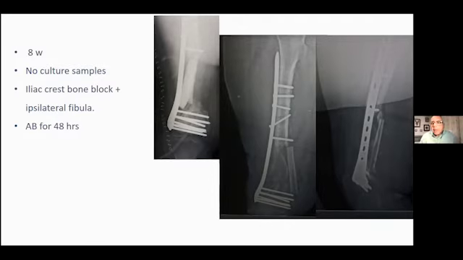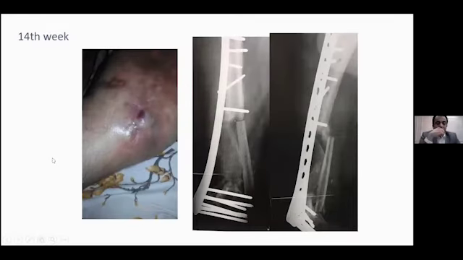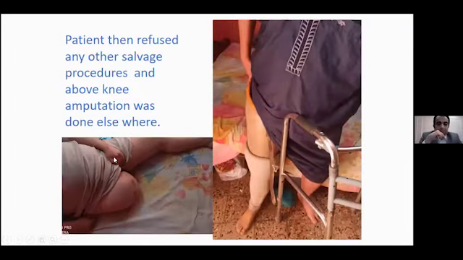Okay, Dr. Odd, could you continue, please? Yes. At the 14th week, the patient presented to us with recurrence of infection and the sinus discharging pus, unfortunately. Continue. The patient then refused any other salvage procedures after debridement. I did debridement, but the infection recurred, and the patient refused any other salvage procedures, and above knee amputation was done elsewhere. Okay, Dr. Odd. So what went wrong?